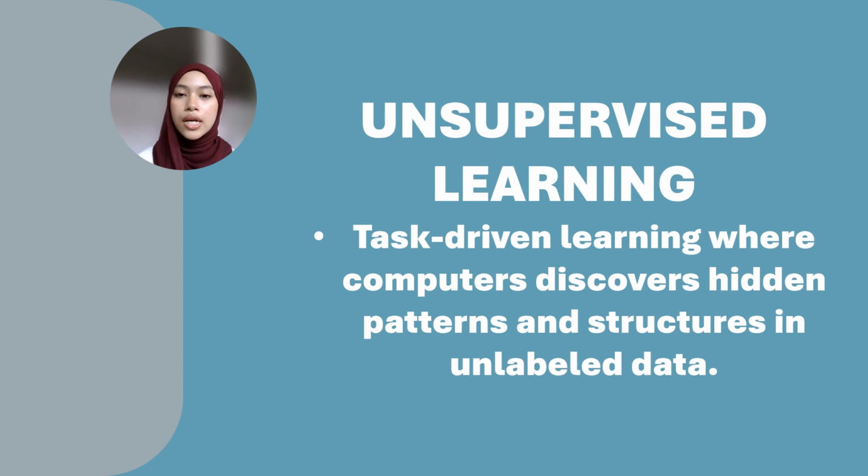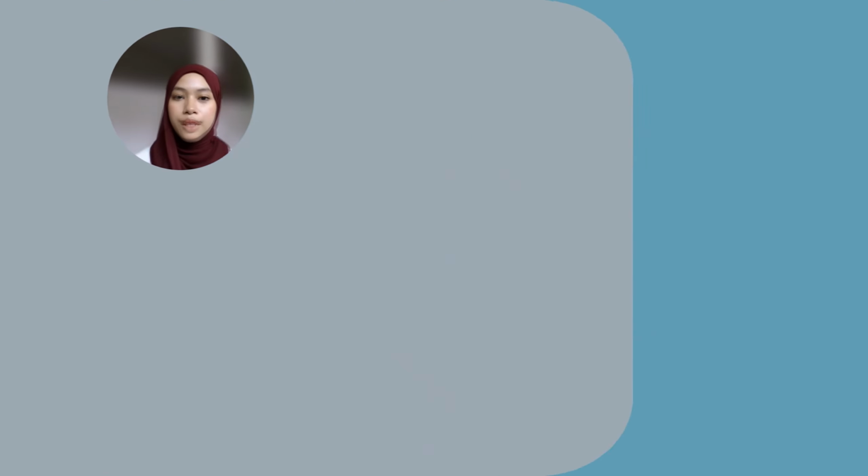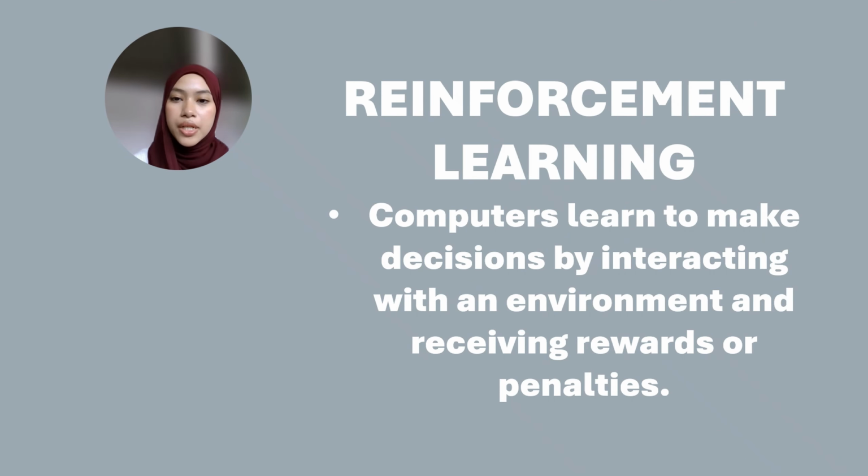The second one is unsupervised learning. Unsupervised learning is a task-driven learning where computers discover hidden patterns and structures in unlabeled data. Lastly is reinforcement learning. Reinforcement learning is where computers learn to make decisions by interacting with an environment and receiving rewards or penalties.